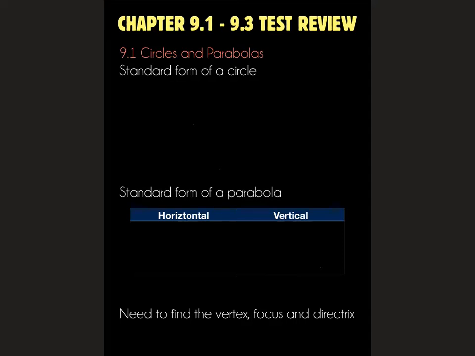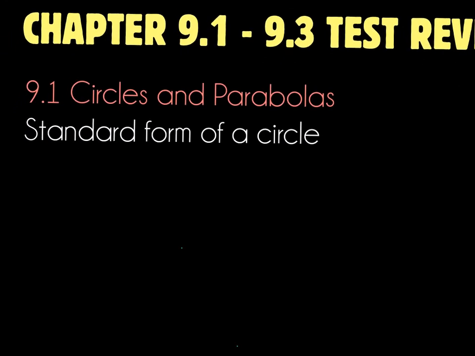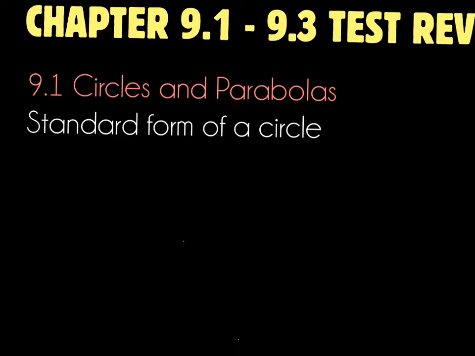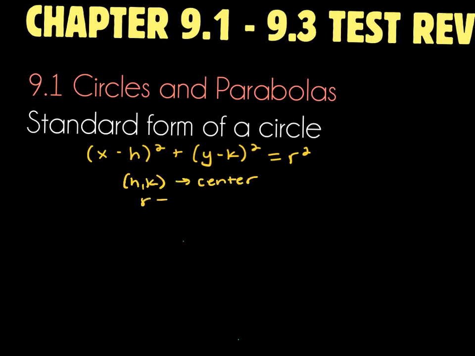So 9.1 was circles and parabolas. We're going to start with the circles, which is the one we've probably done the most this year. So standard form of a circle is x minus h squared plus y minus k squared equals r squared, where hk is your center and r is your radius.